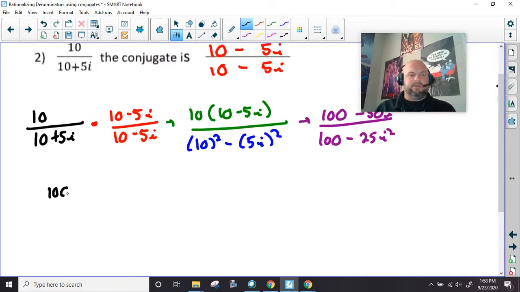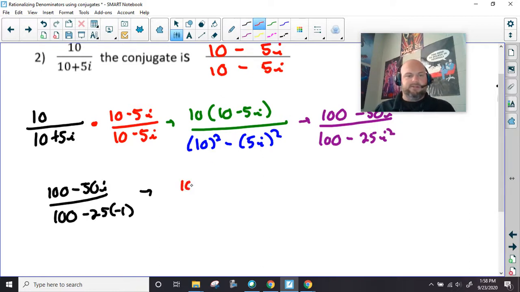So 100 minus 50i minus 25 times -1. Okay. So yeah, we would get a weird fraction like this because up top it multiplied easy. And I'm doing this one because it seems easy. Yes, I'm lazy. All right.